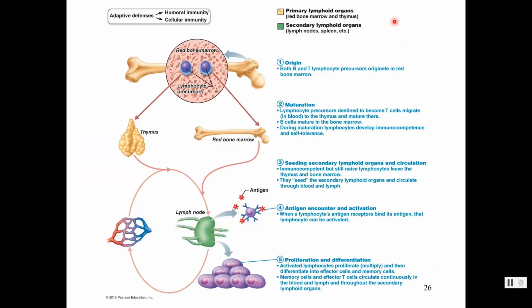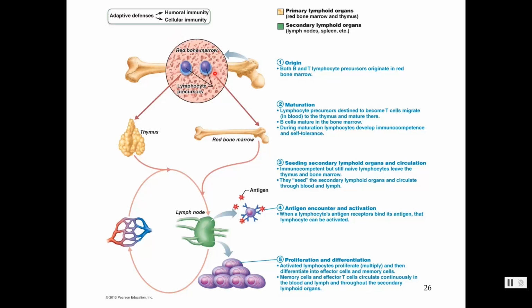So here we go. This is just another nice picture. We have primary lymphoid organs, so the red bone marrow and the thymus. The other lymphoid organs are called secondary, so lymph nodes and spleen, mucosa-associated lymphatic tissues and tonsils and things like that. That's where our body is basically performing immune surveillance, and then if we have a pathogen, activation.